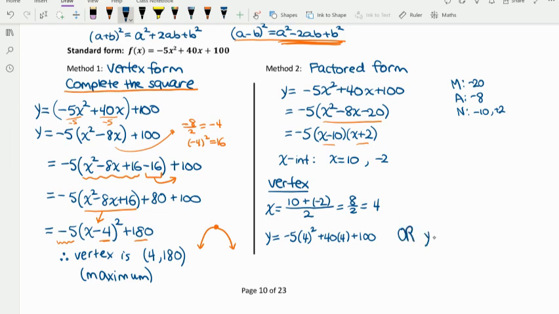4, here's my other option, -5, x, not x, 4 minus 10, and 4 plus 2. See how you have a lot of options you can go off of? You can use either the standard or the factor form to find your y value. It does not matter. You should get the same answer if you did all your calculations correctly. They should both equal 180.